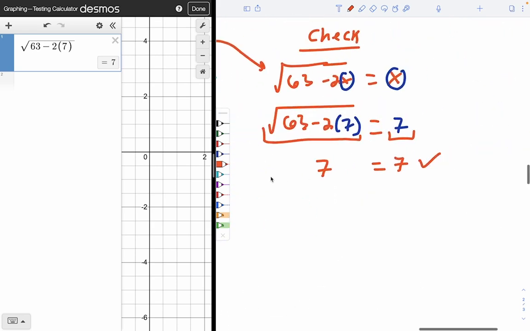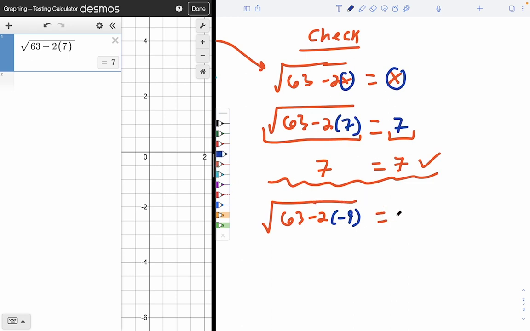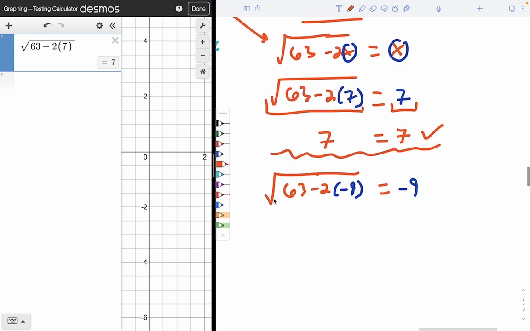But we need to check the other one as well. So we need to check negative 9. So square root 63 minus 2 times x is negative 9 equals, again, x is negative 9. Let's check to see if the left side calculates to the same thing as the right side. So the left side, we can type it in. The left side calculates to 9. The right side is just negative 9.